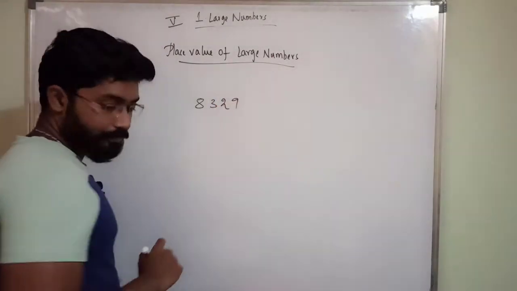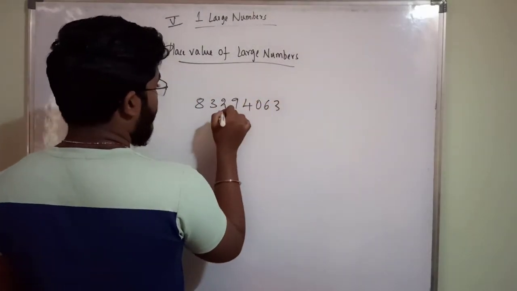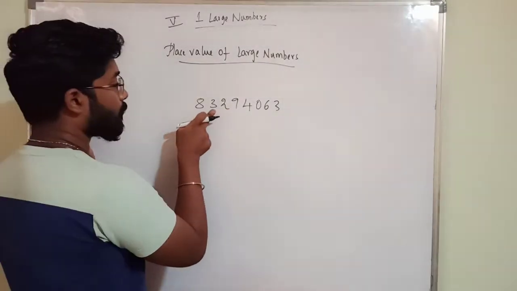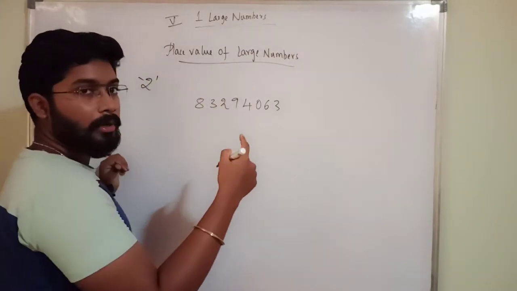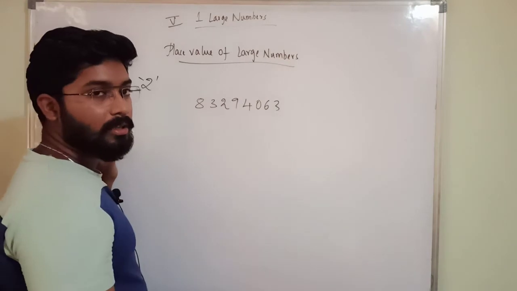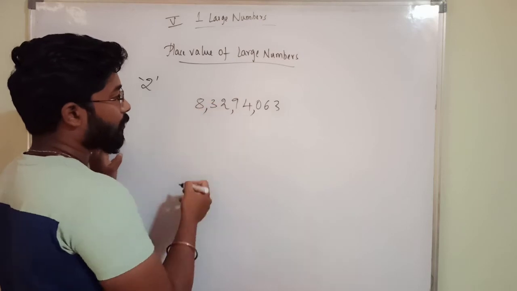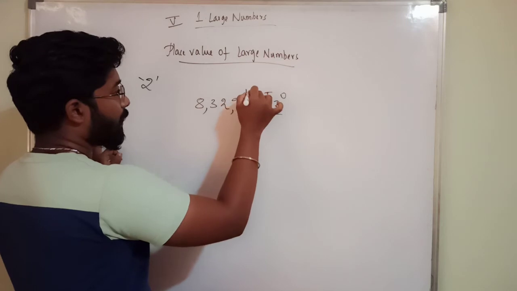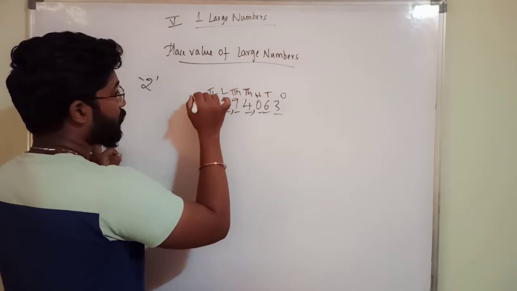8329 4063. This is the number. So he is asking to find out the place value of 2 in the Indian system and in the international system. Okay, so in the Indian system, you have to separate all the periods according to the Indian system. After 3 digits 1 comma, after 2 digits 1 comma, after 2 digits 1 comma. So this is ones place, tens place, hundreds place. This is thousands place, this is 10,000s place. Okay, this is lakhs place, this is 10 lakhs place, this is crores place.